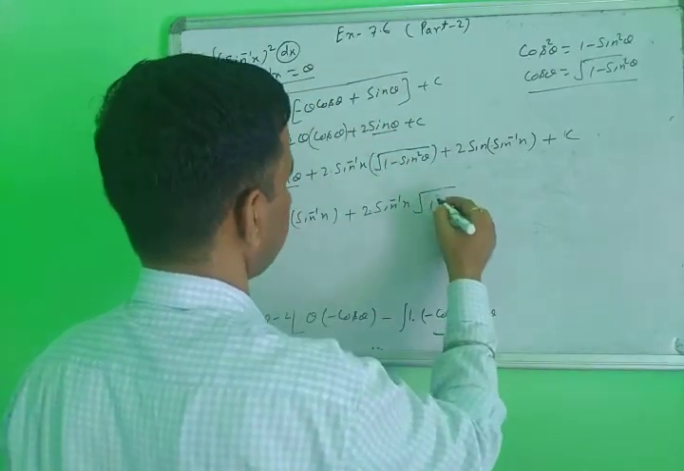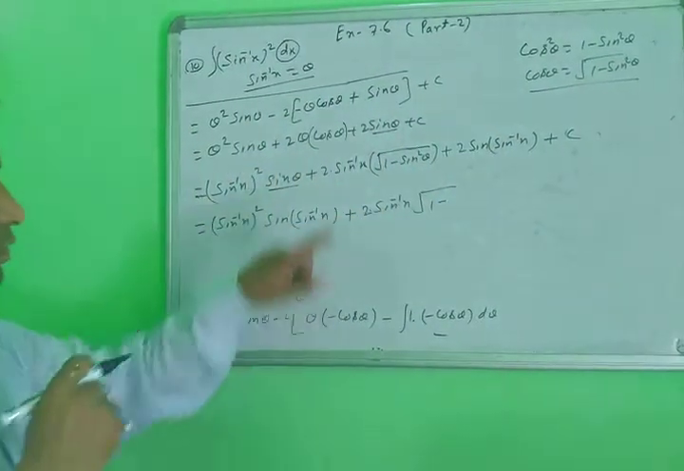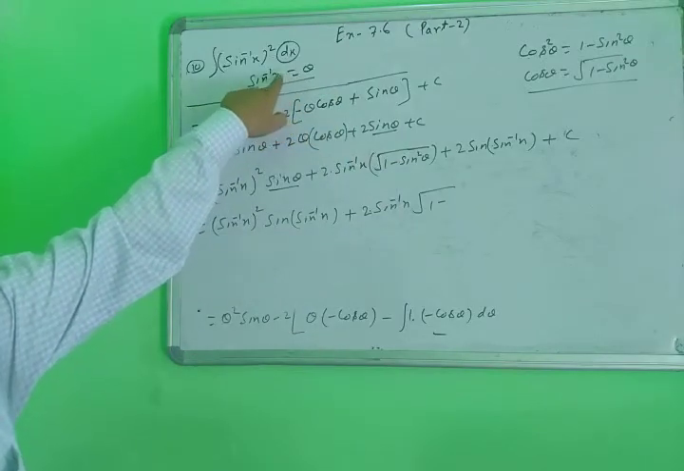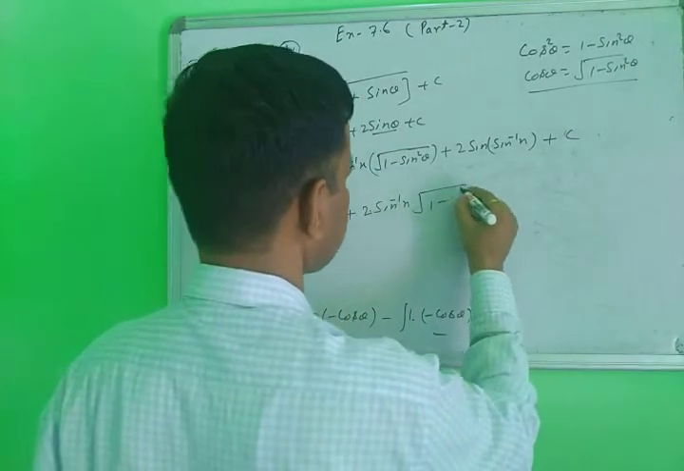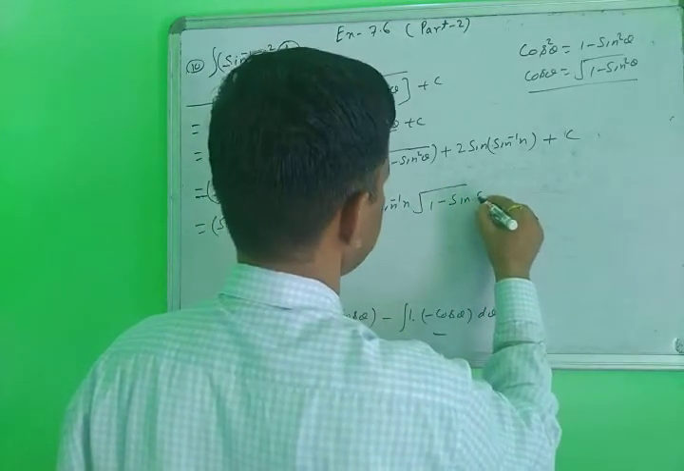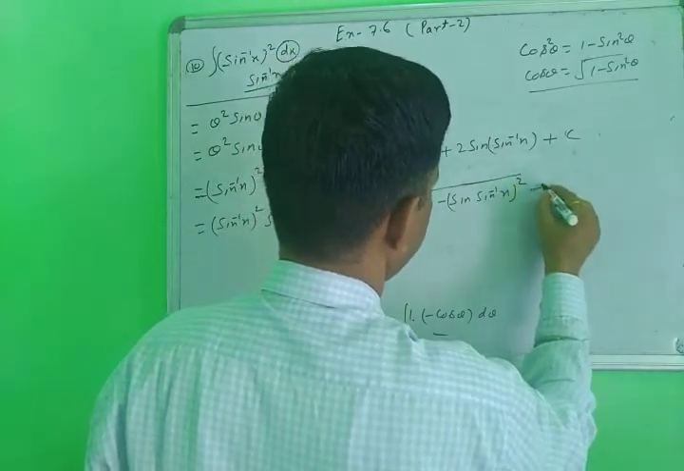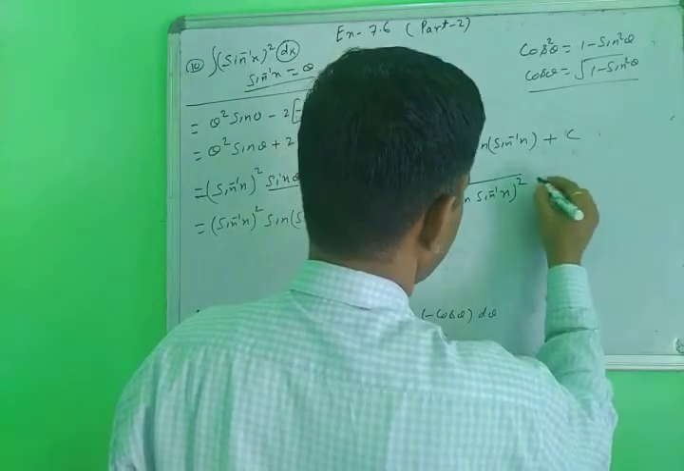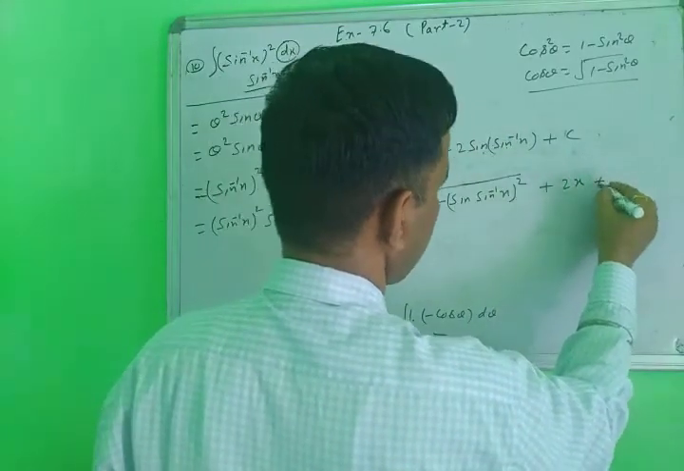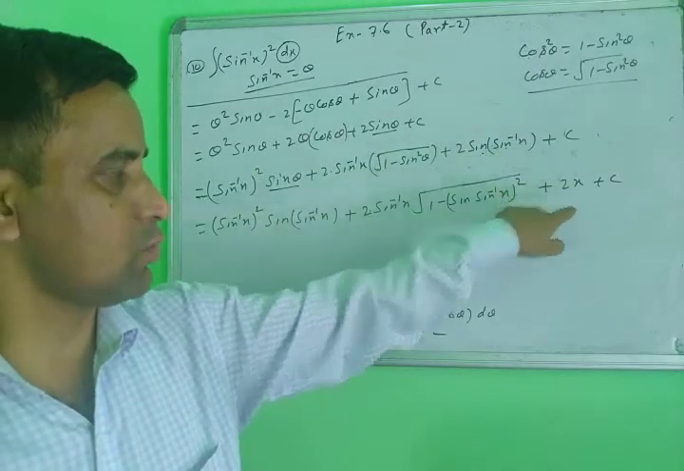Cos theta equals 1 minus sin square theta, and then you will change the value of this sin square theta here. Sin square theta, where theta is sin inverse x, and you write the square outside, plus 2x. The sin and sin inverse will cancel here. What is left here? 2x.